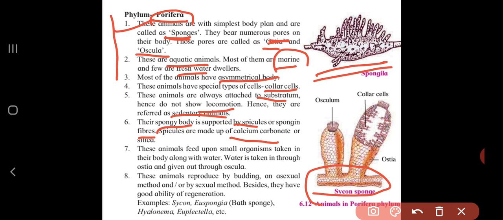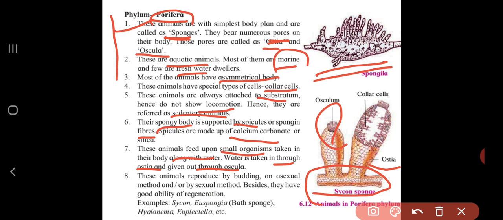These animals feed upon small organisms taken in their body along with fresh water. Water is taken in through ostia and given out through oscula. So you can see here, these are the ostia. Water goes from outside into the body through these ostia and it comes out from the osculum.